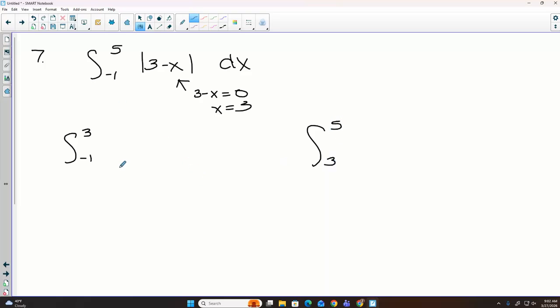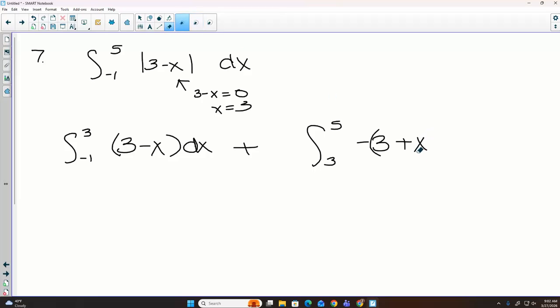If I put in something between negative 1 and 3, so even like a 0, 3 minus 0 is positive, so does the absolute value change it? No, so it just stays the same. If I put in something between 3 and 5, so a 4, you get a negative. The absolute value makes it positive, so it does the opposite. So it's the opposite of the 3 plus, or 3 minus x, or you can distribute that negative if you would like.